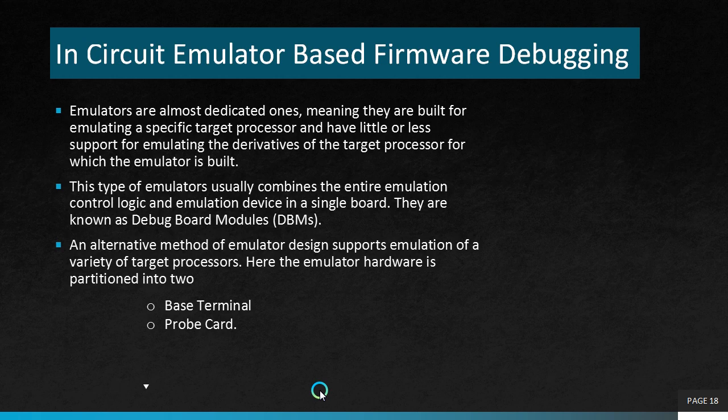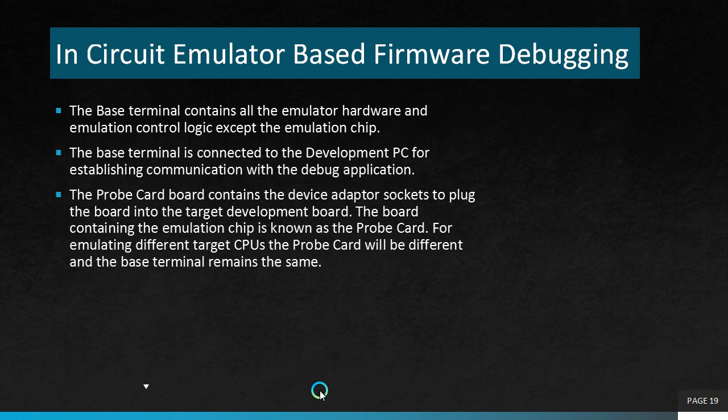An alternative method of emulator design supports emulation of a variety of target processors. Here the emulator hardware is partitioned into two. The first one, that is base terminal, and the second one, that is a probe card. The base terminal contains all the emulator hardware and emulation control logic except the emulation chip, that is the target board CPU's replica. The base terminal is connected to the development PC for establishing communication with the debug application.